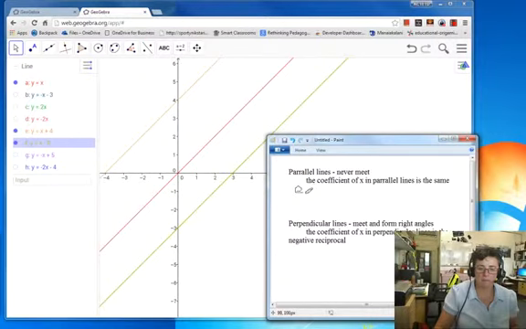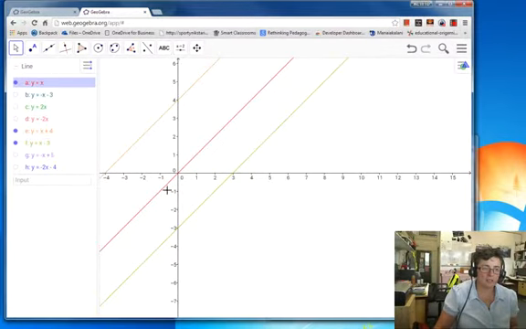E.g., y equals 2x and y equals 2x plus 4 are also parallel lines because the coefficient of x in both equations is 2. Now if we go back to here, we can look at perpendicular lines.